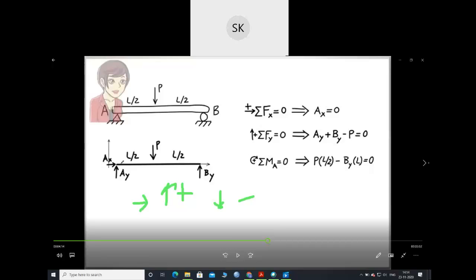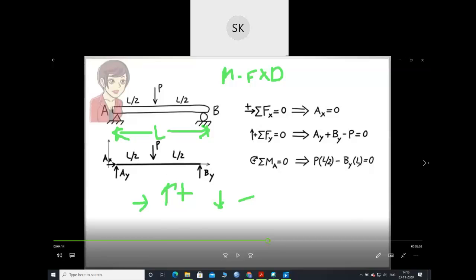Now let's move to the moment. I'm taking all the moments about point A. What is the formula for moment? It is your force into distance, right? Moment is force into distance. So let's start with the reaction By. By is your force, and it is acting at a distance of length L, right?